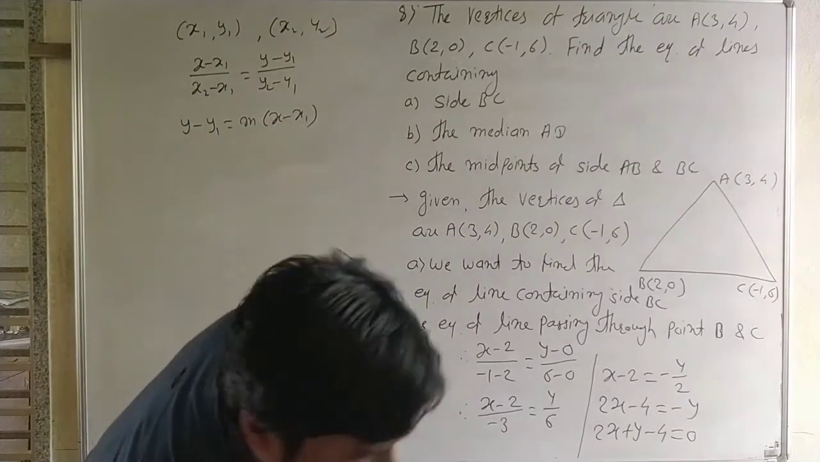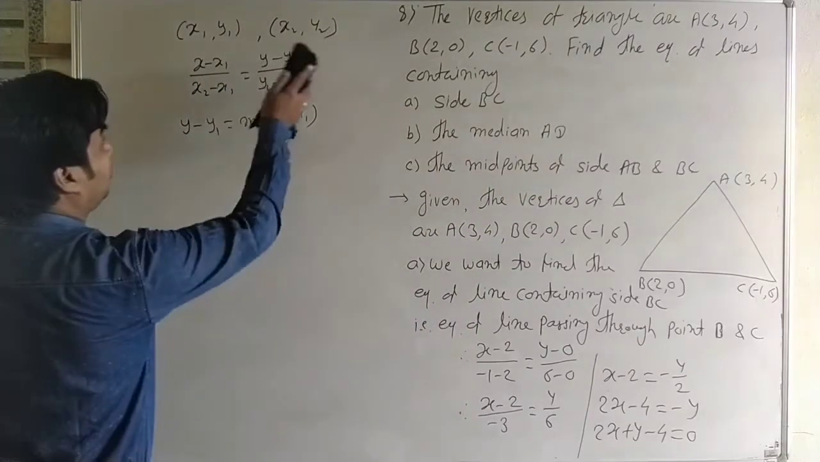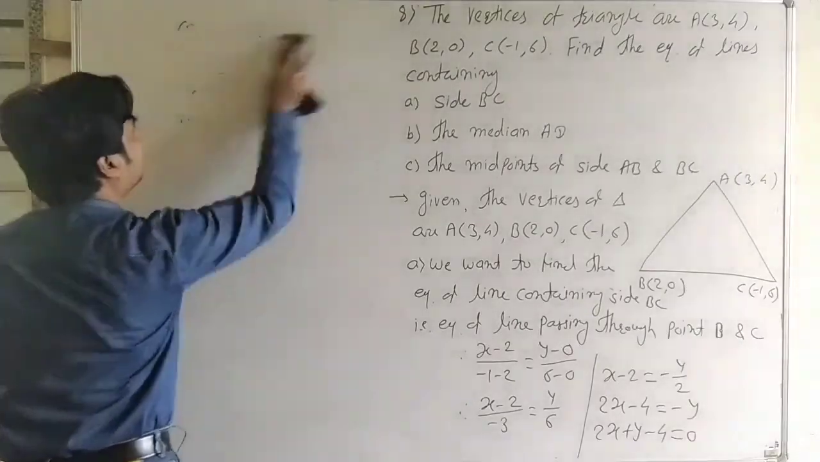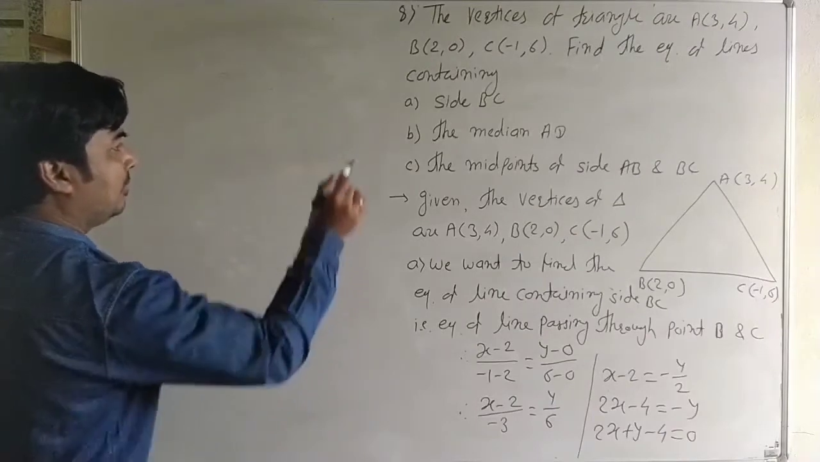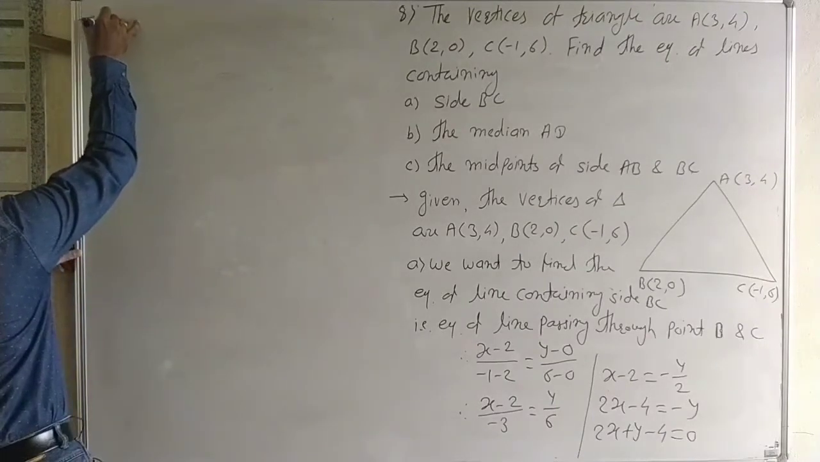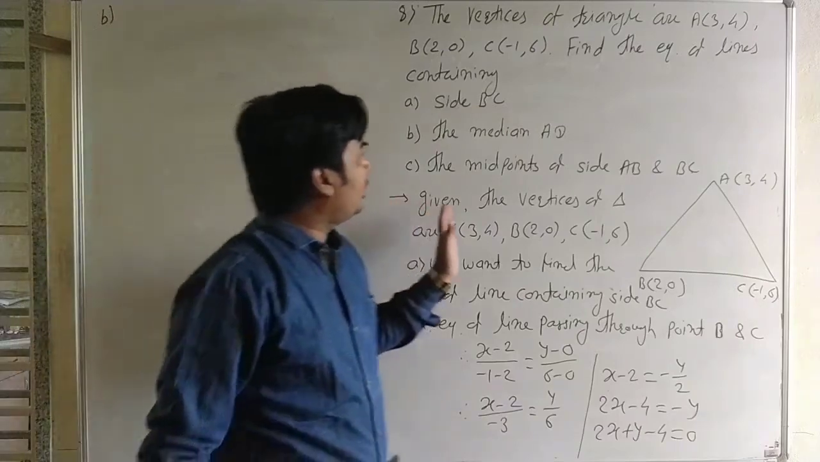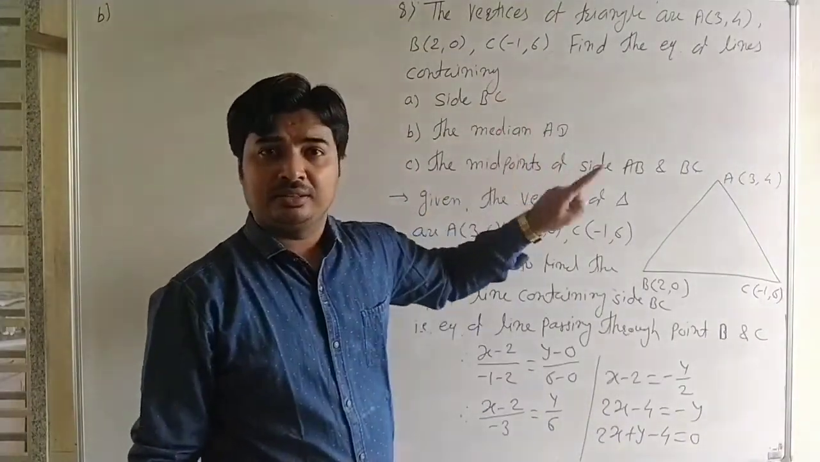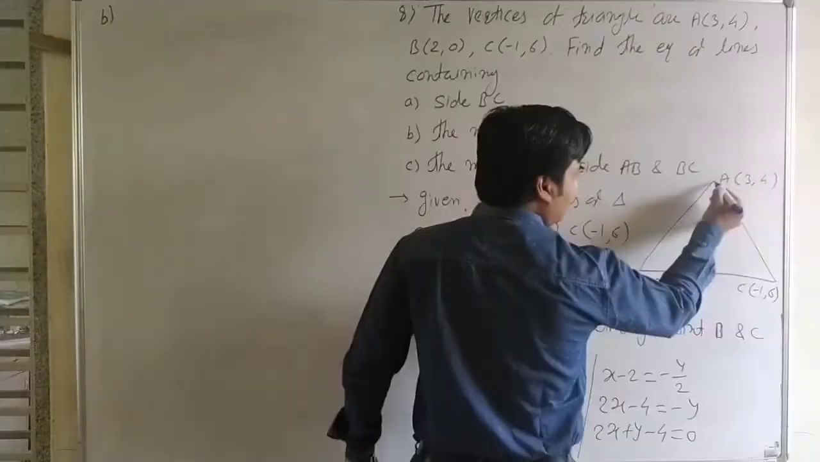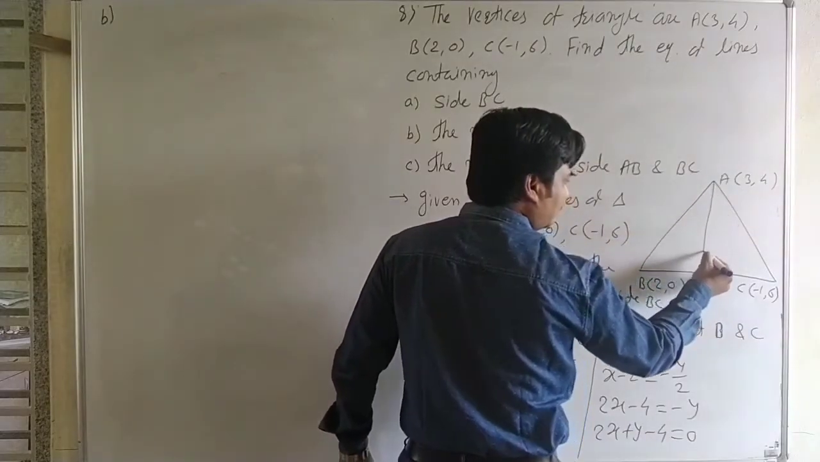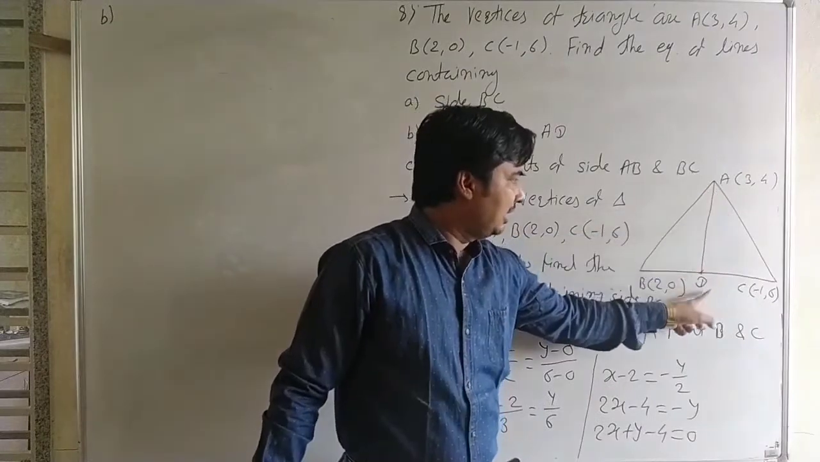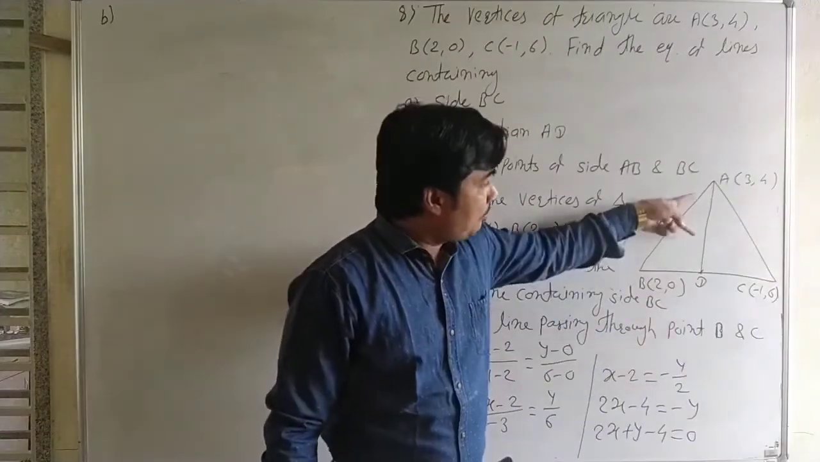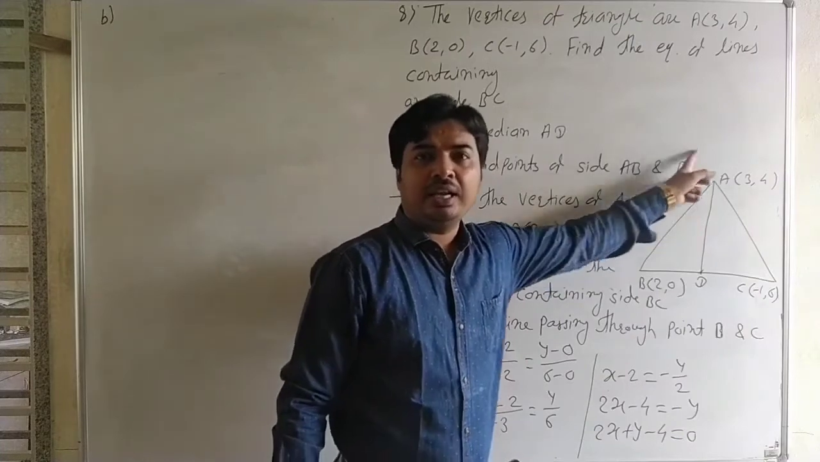Now we write the second. It is the equation of a line passing through 2 points. See carefully. Now the second question is to find the equation of the median. Okay, see carefully. We want to find the equation of median AD. That is the equation of the line passing through point A and D.